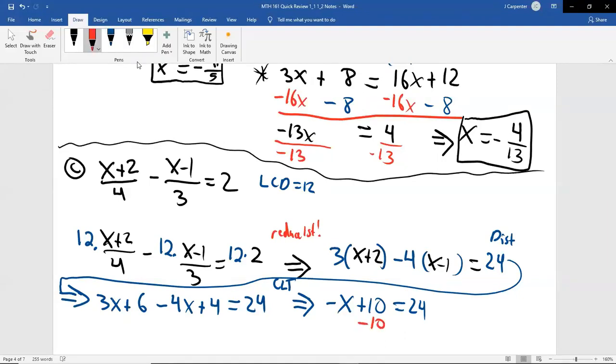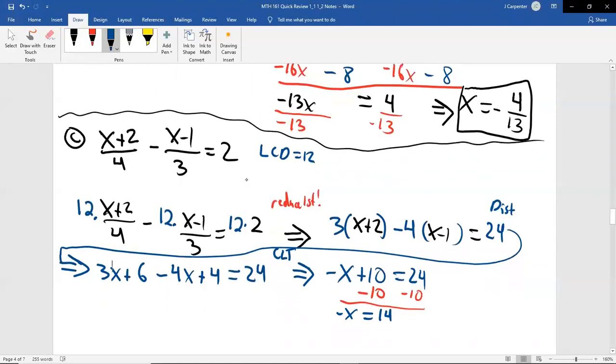So I'm going to subtract 10 on both sides. We're on that third step from above. I don't want to have to keep scrolling back up. So what that gives us is negative x is equal to 14. And then we're going to divide, because this negative counts as a negative 1, negative 1 times x. So we divide both sides by negative 1.